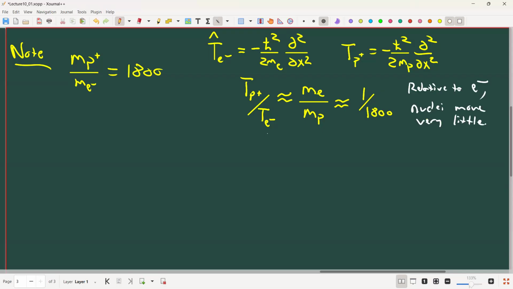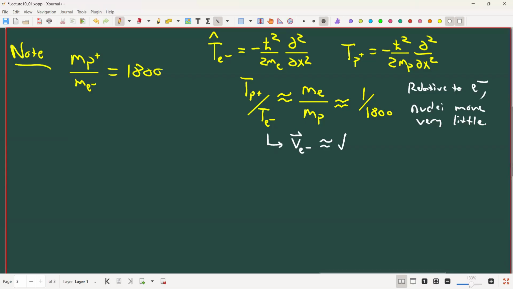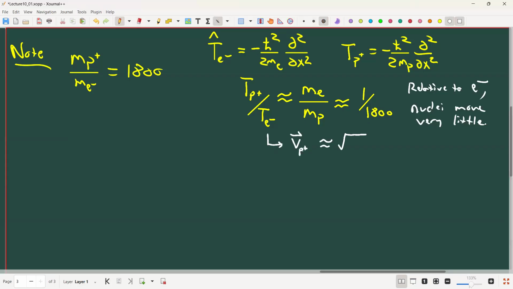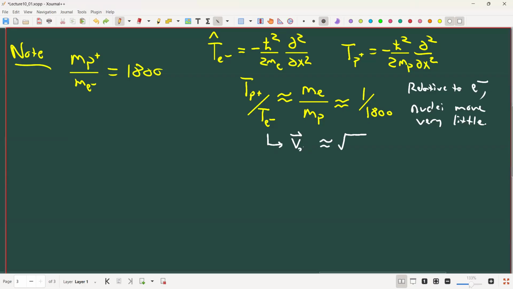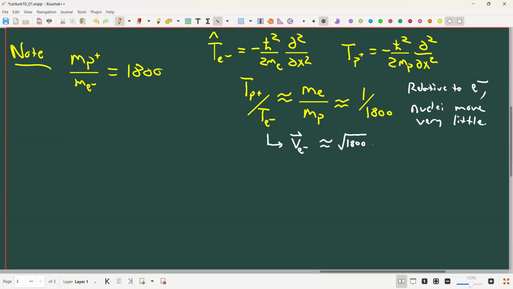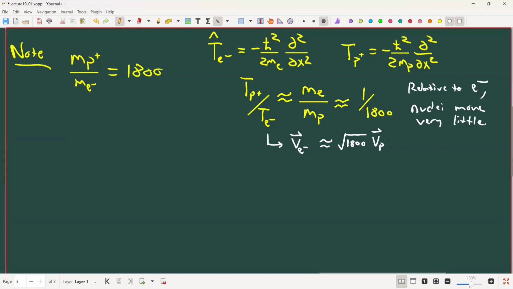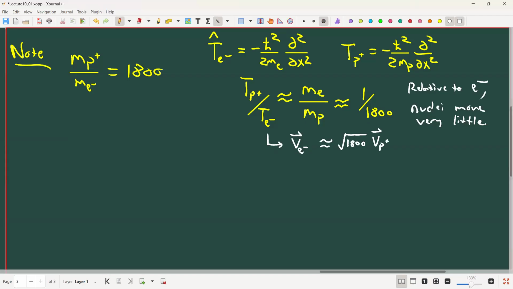Right. And the reason why is because now the velocity of the electron on average, which isn't a well-defined concept, but if you think about kinetic energy as 1/2 mv squared, then, sorry, the velocity of the proton. Oh, nope, that's right, the electron, sorry. I can't do math. It is about the square root of 1800 times the velocity of the proton. Right? So that means that basically the idea is that relative to the electron, the proton doesn't move at all. It's stationary.